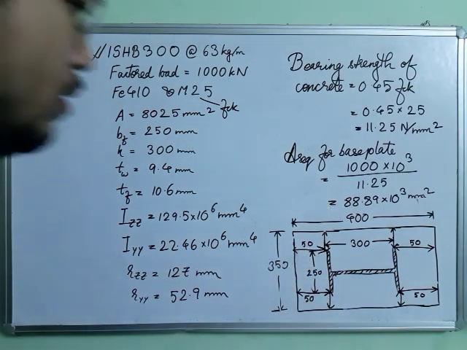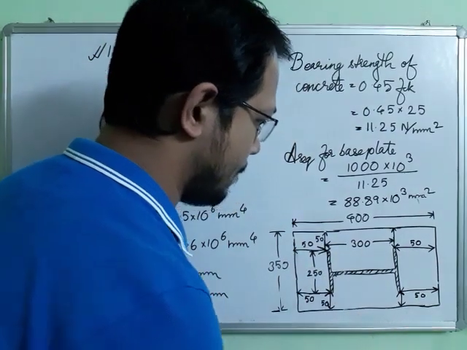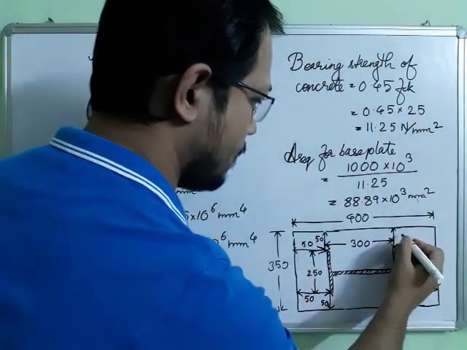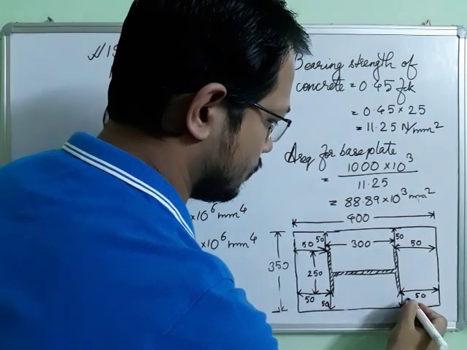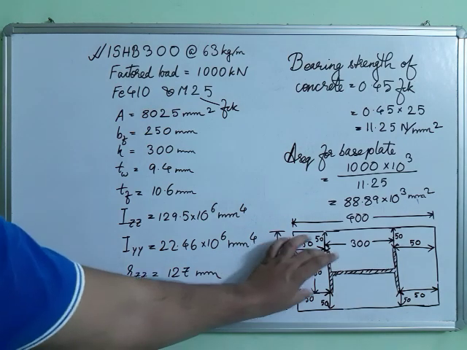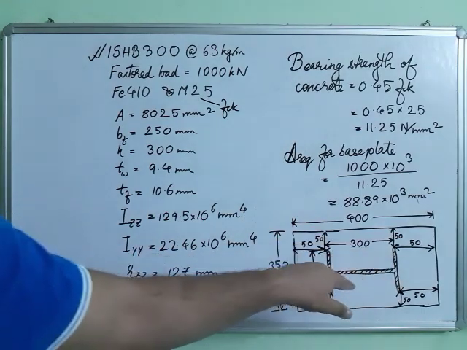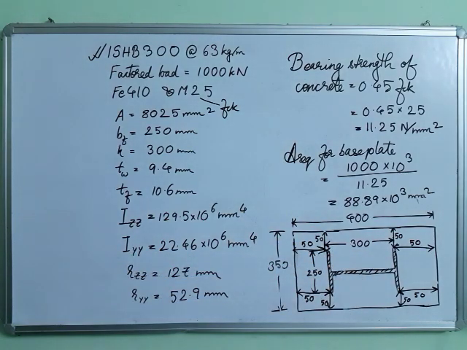Okay, it's very easy to find out how it is 50. 350 minus 250, 100, so 50 here, 50 here, because the column is at the center of the base plate. Okay, so now these dimensions are actually termed as A and B.